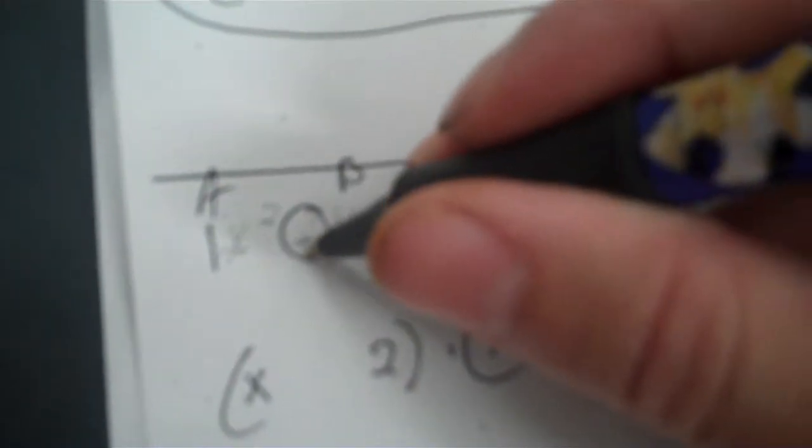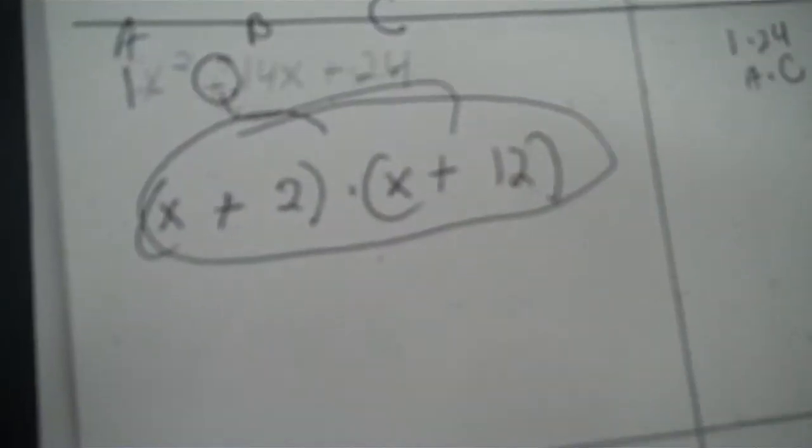Okay, so x, 2, 12. So we have plus 14x, we have plus, so that means we got to have plus 12, and a sum means they both need to be the same. So x plus 2 times x plus 12.